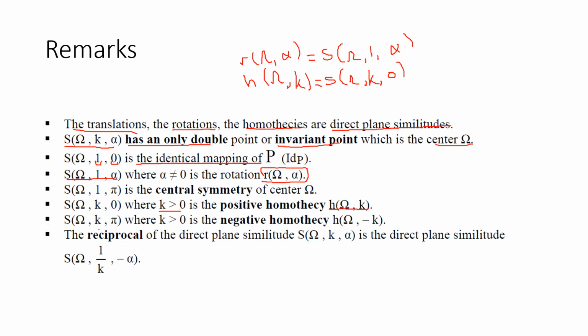Is an angle pi instead of 0, S omega k pi, where k positive, it is a negative dilation omega minus k. The reciprocal of the direct plane similitude, S omega k alpha, is a similitude with the same center, a ratio 1 over k, and angle minus alpha. Yesterday, we reached to this point.